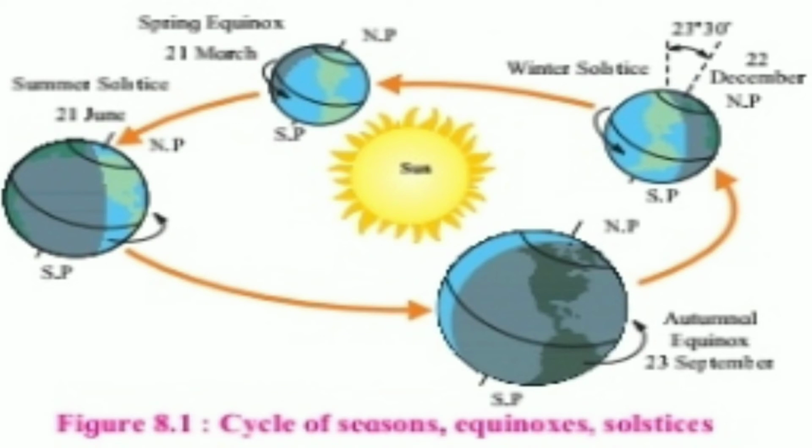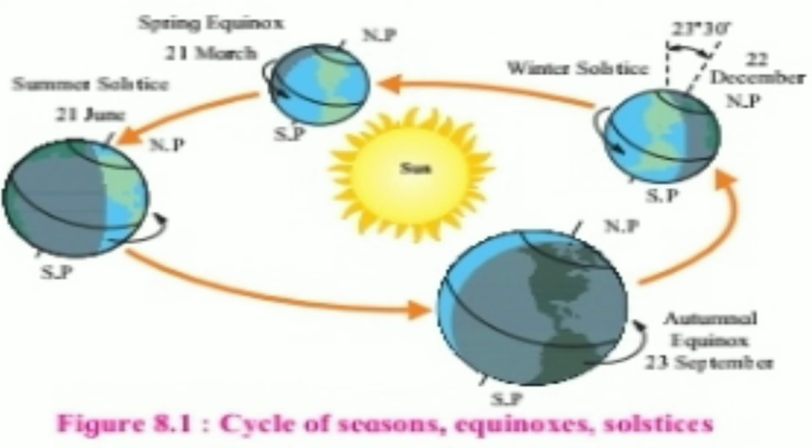What happens in solstice? I'll repeat. In the solstice position, either the north pole will completely face the sun or the south pole will be straight in front of the sun. So it will be summer solstice and winter solstice. When is it happening? 21st June summer solstice, 22nd December winter solstice. Okay, now what is happening over here?